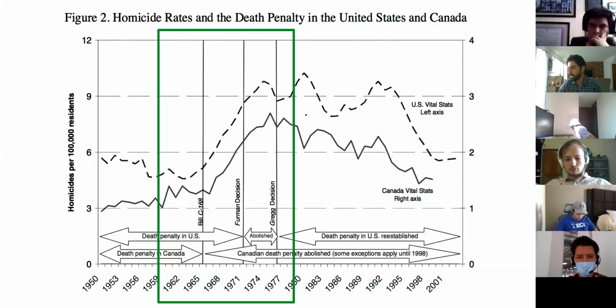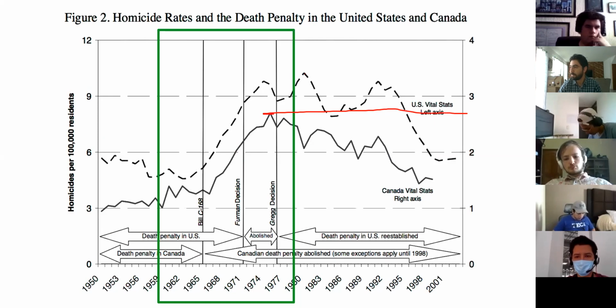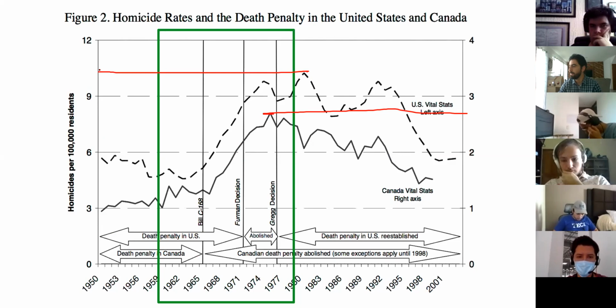Then we have this figure that shows, from 1950 to 2001, the murder rate in the United States versus the murder rate in Canada. This is the murder rate in the United States. The numbers here are per 100,000 residents, and this is the number for Canada. You can see that in Canada, even at the peak, it is 2 point something. For the United States, at the peak it is 9 point something, or 10, I don't know, 11 maybe.